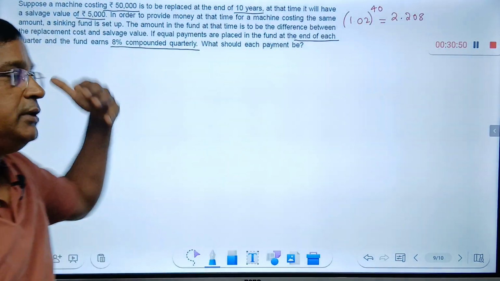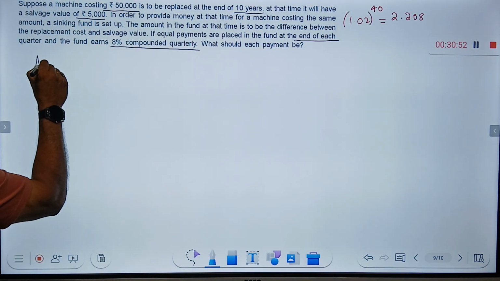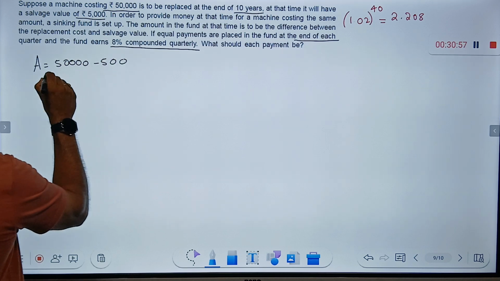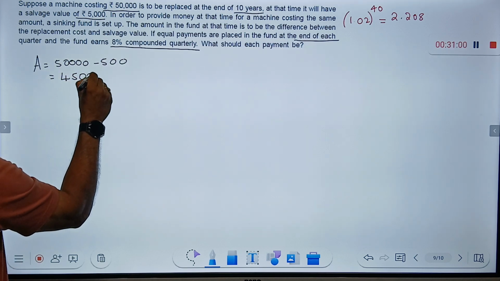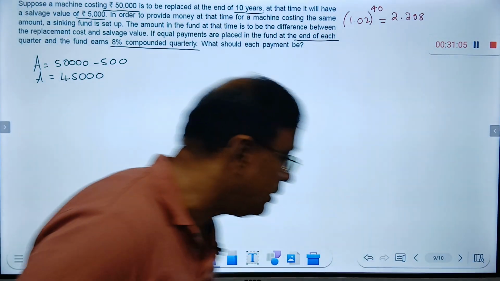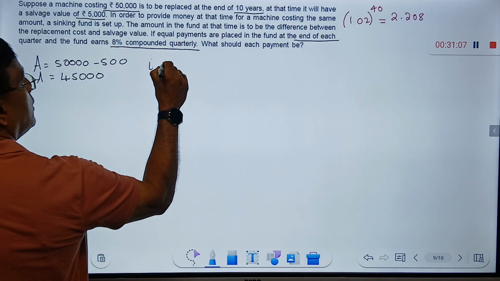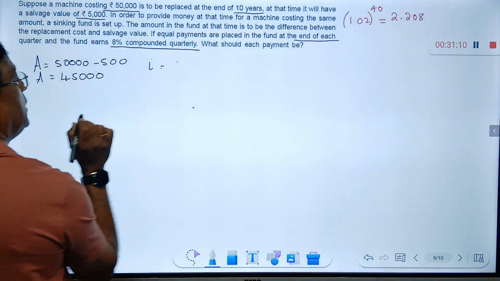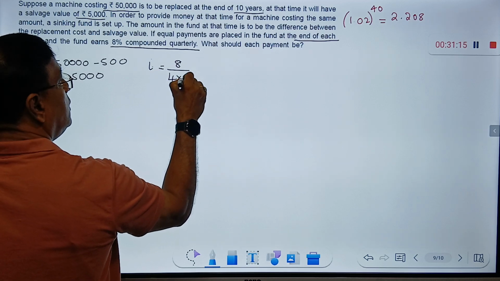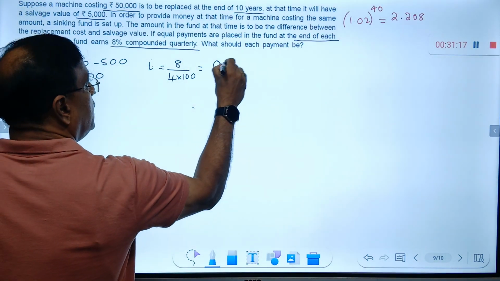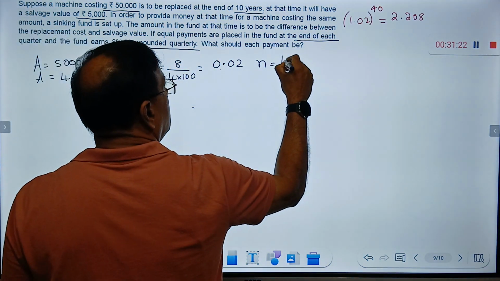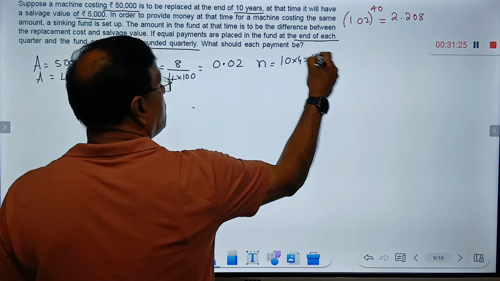At the end, it means it's the previous time. So amount equal to 50,000 minus 5,000. What is that? 45,000 is the amount. Correct? Now what is my interest? My interest is 8 by 4 into 100, which is 0.02, and n is 40. Why is it 40? 10 into 4, which is 40, because it is for quarterly.